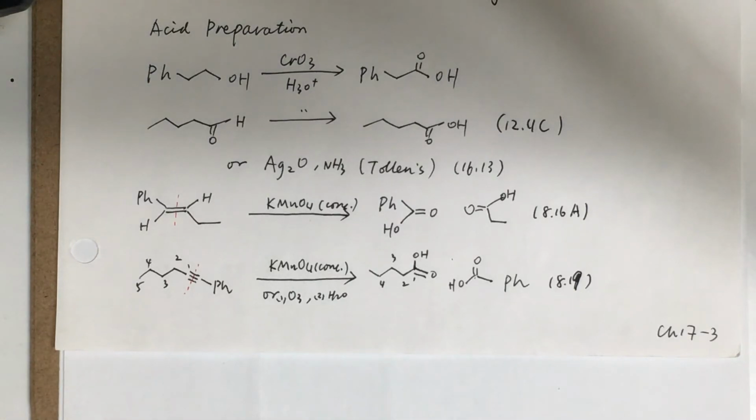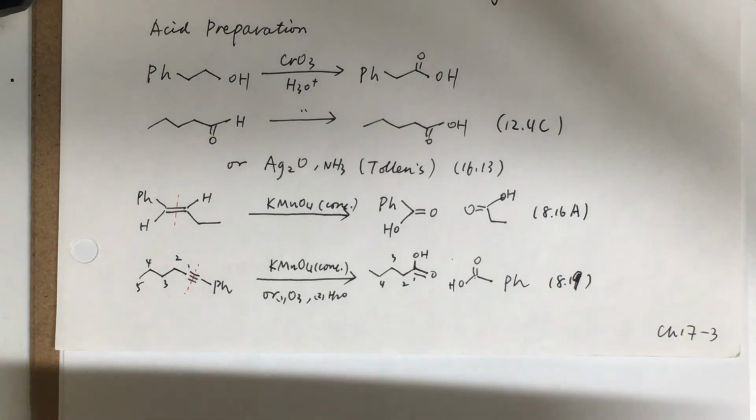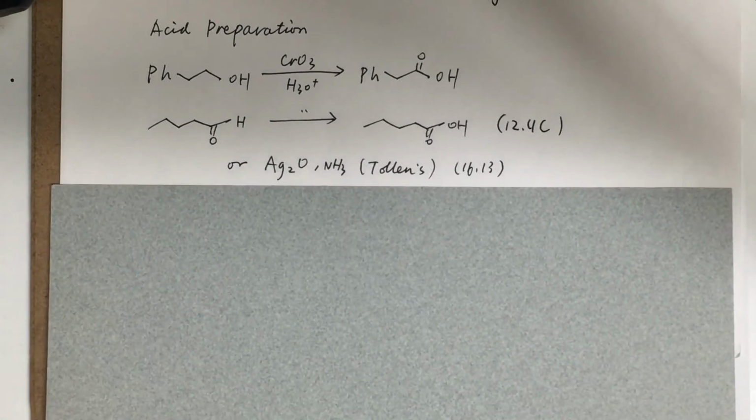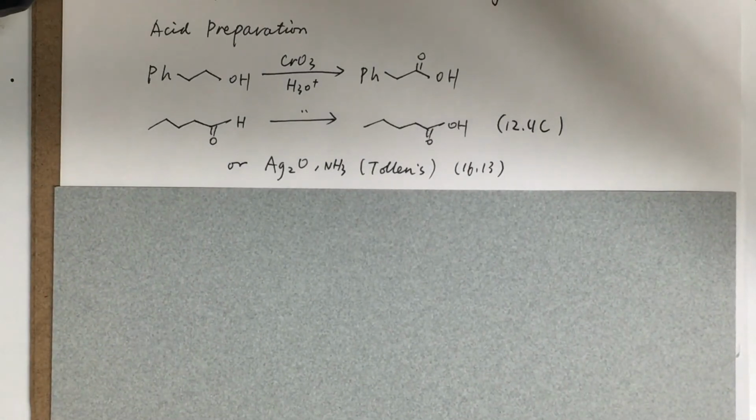Carboxylic acid could be prepared with multiple different methods. Okay, we're going to briefly go over, mostly summarizing what we have already learned. We're going to look at each individual reaction at a time. So first of all, oxidation reaction.